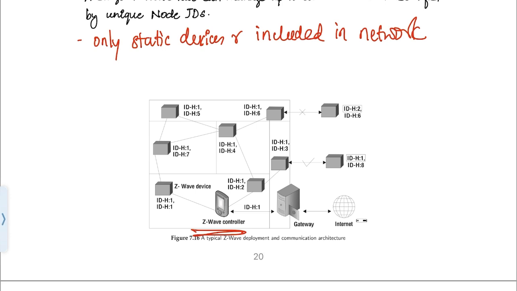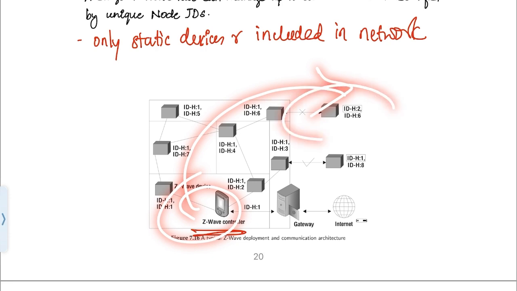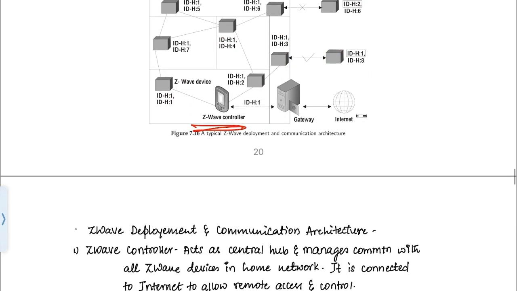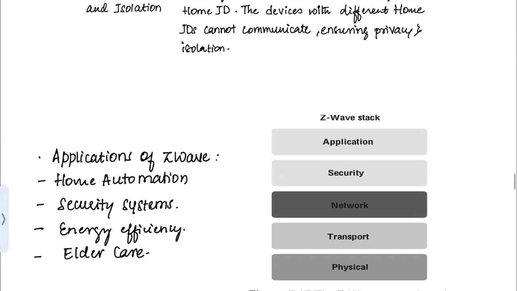Then we have network IDs and isolation. Each logical Z-Wave network will have a unique home ID, and devices with different home IDs cannot communicate. That is, here we are ensuring privacy and isolation. So if they have to communicate, they have to go through the gateways only. So this was about the figure. We have discussed all the key points.